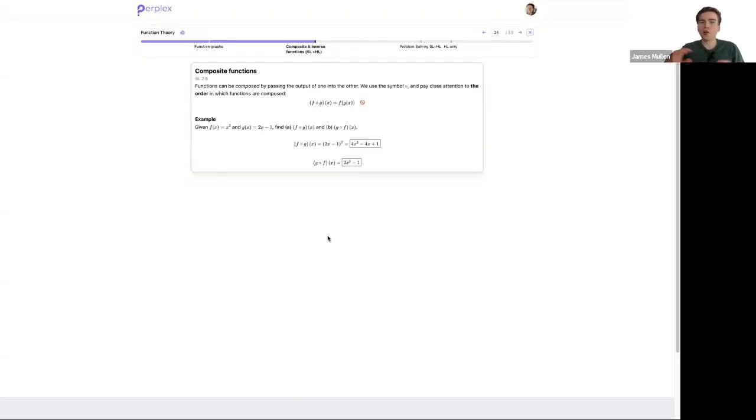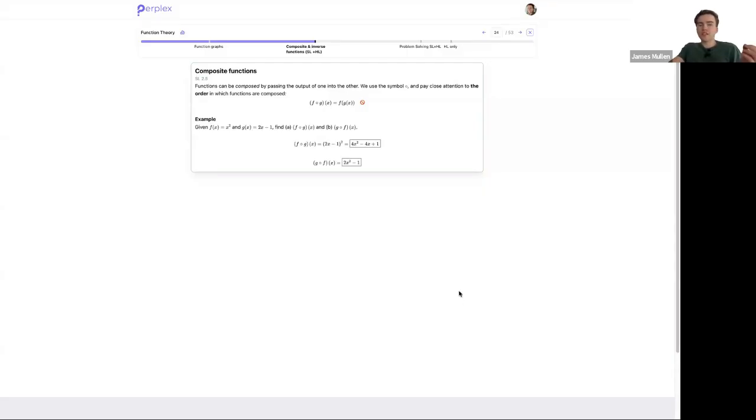Perfect. So that's all of the material from function graphs. I want to talk now about composite functions and inverse functions. And this, I think, is probably the most conceptually tricky part of the content in function theory. So we're going to take our time here and feel free to ask questions at any point.